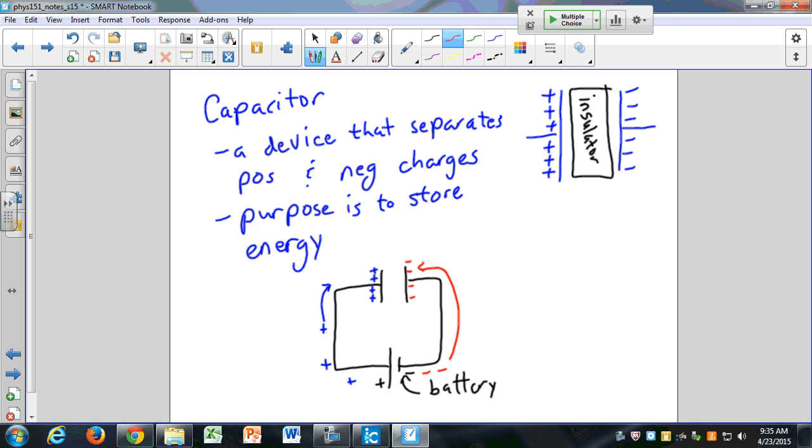So now I have this energy stored up in this capacitor, potential energy, and I can use it for a number of different things. All right, so I have energy stored now in the capacitor.